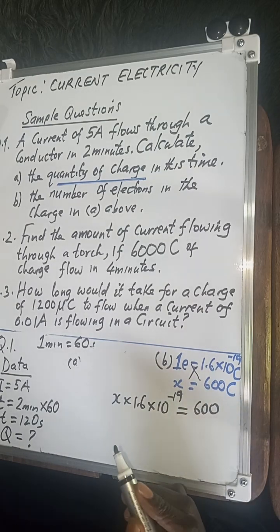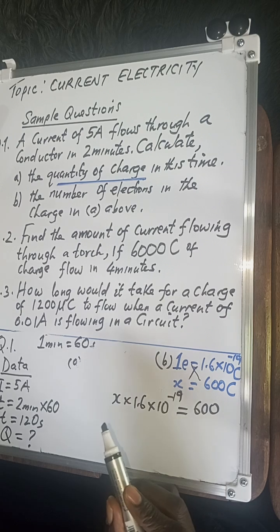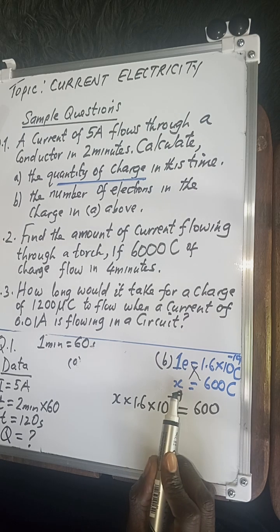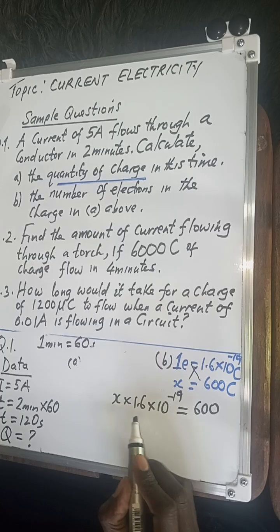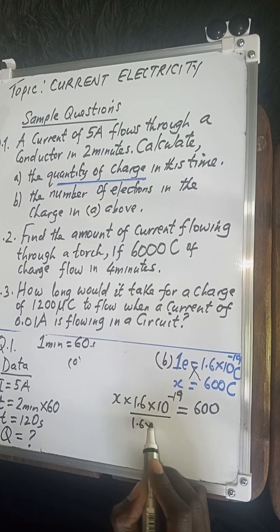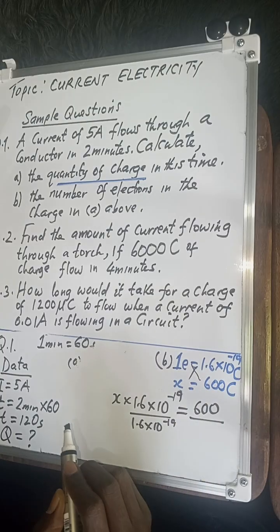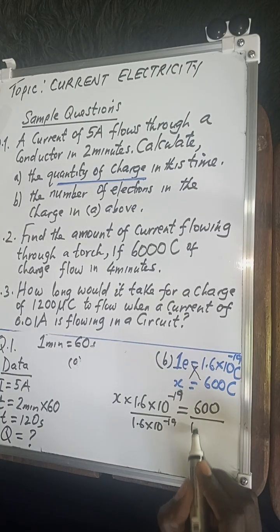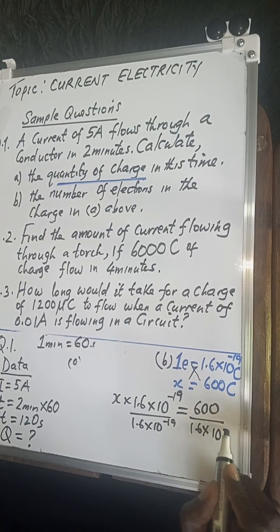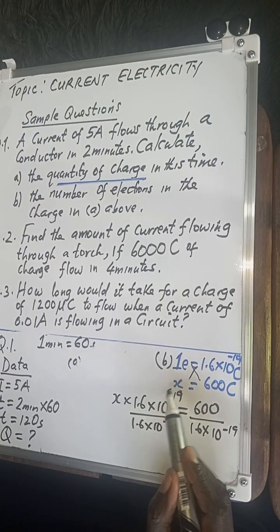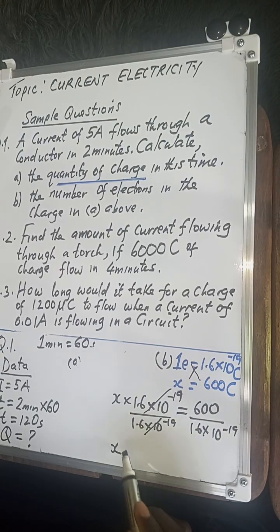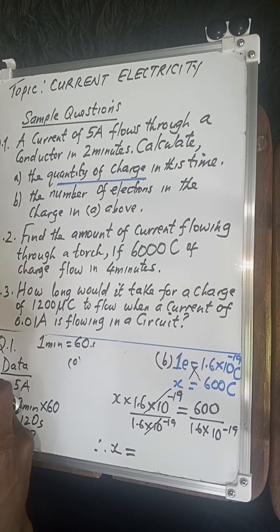And how do I find my x in this case? I'll simply divide by 1.6 times 10 to the power negative 19. What I do this side, I'll also do the other side. So 1.6 times 10 to the power negative 19, this and that will cancel. I'll remain with x is equal to 600 divided by 1.6 times 10 to the power negative 19.